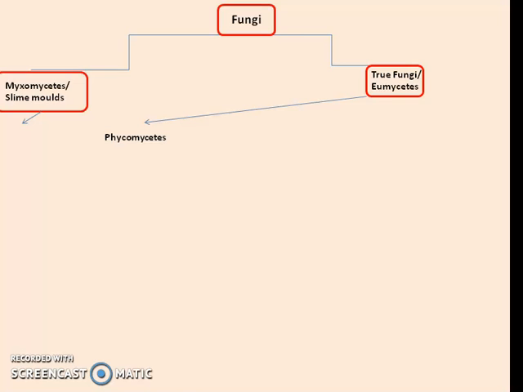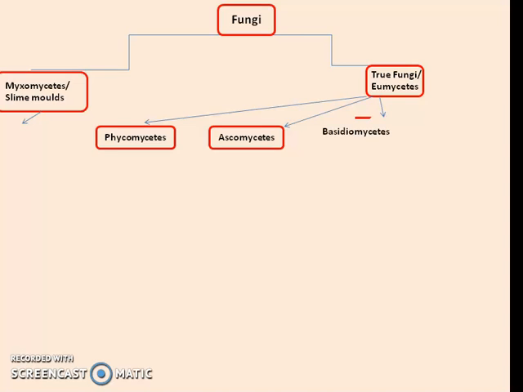The true fungi or eumycetes or eumycota can be classified into phycomycetes, ascomycetes, basidiomycetes and deuteromycetes. Now, myxomycetes or slime molds is the first part in which fungi are divided.